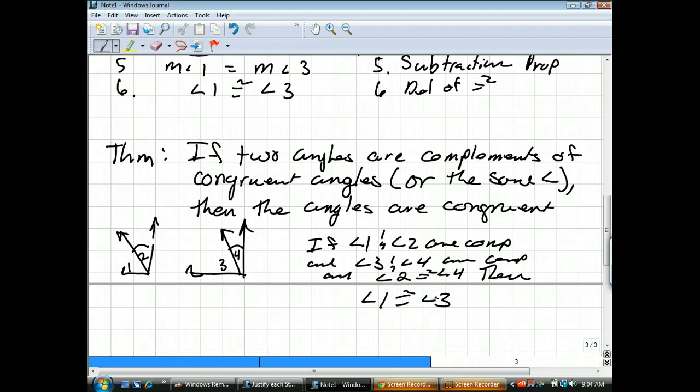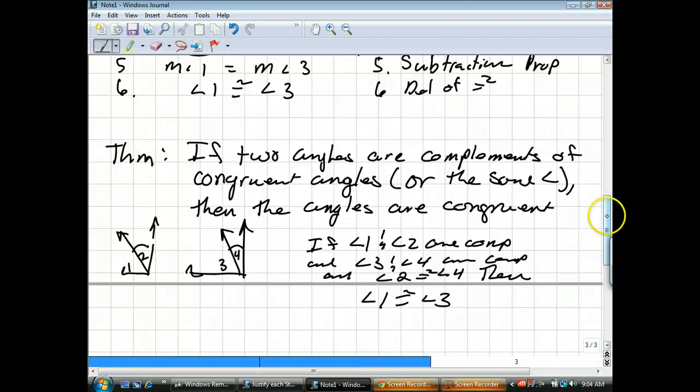And the proof would be exactly the same as the one for the supplementary angles, except for we would say at the beginning that measure of angle 1 plus measure of angle 2 equals 90 degrees instead of 180 by definition of complementary angles. But it's the same idea.